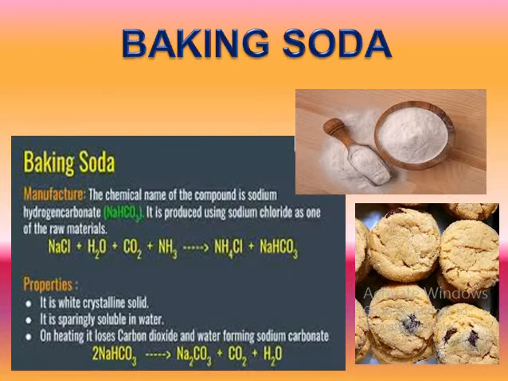Now how do we prepare it? We have 4 raw materials required. We react all these 4 raw materials together, and in return we get our baking soda. These 4 raw materials are sodium chloride, water, carbon dioxide and ammonia. As you can see in the slide also, it's written NaCl plus H2O plus CO2 plus NH3. All 4 react with each other and result in NH4Cl, which is ammonium chloride, and baking soda, which is NaHCO3.